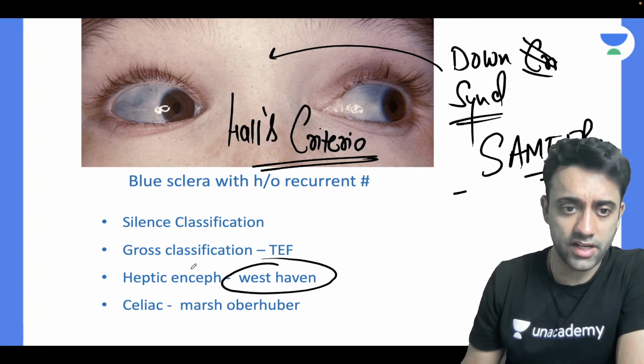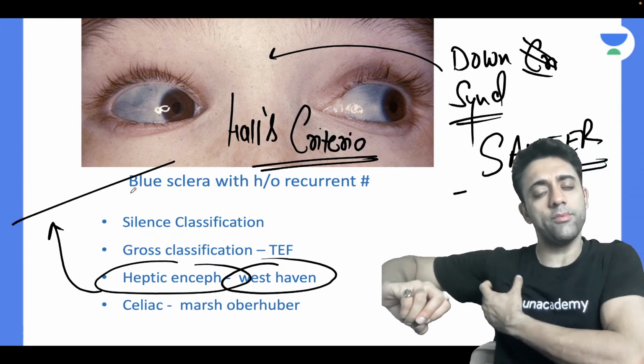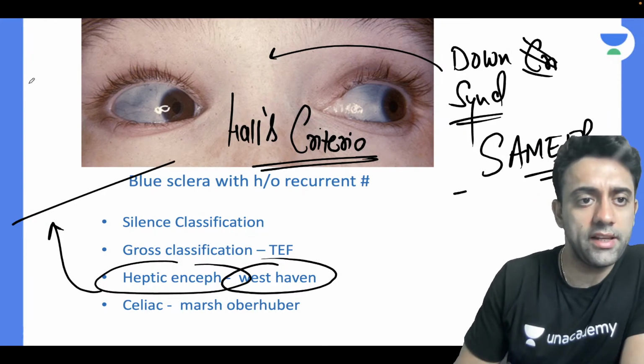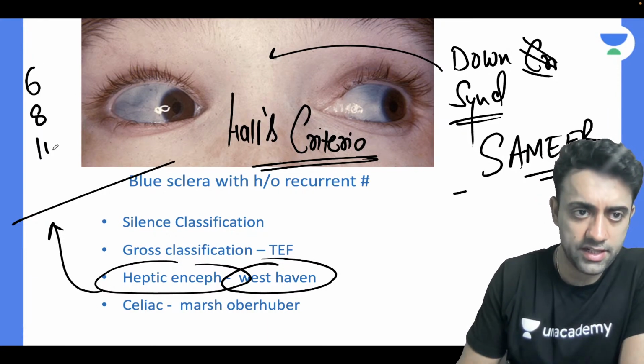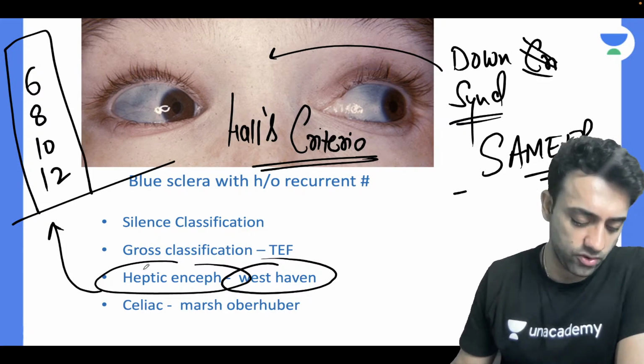This West Haven classification for hepatic encephalopathy, can you please tell me how many stages are there in hepatic encephalopathy? How many stages are there of hepatic encephalopathy? 25. Okay, I'll give you options: 6 stages, 8 stages, 10 stages, and 12 stages. How many stages are there of hepatic encephalopathy? Can you please tell?